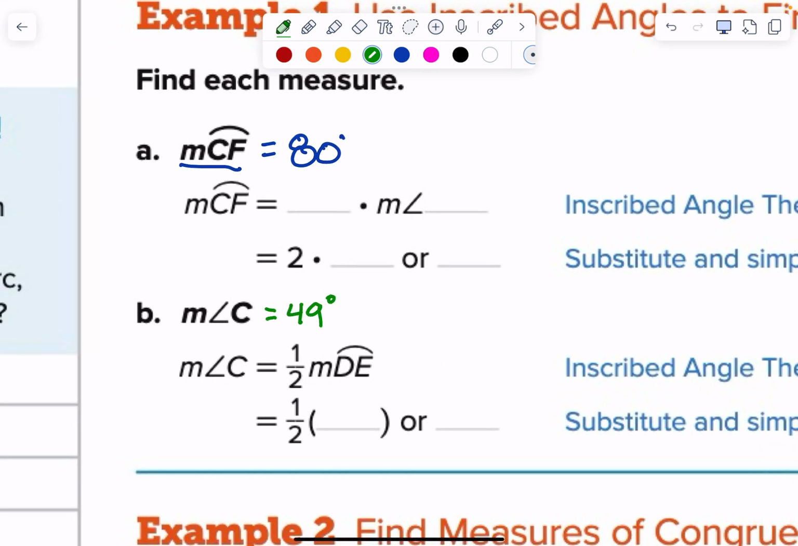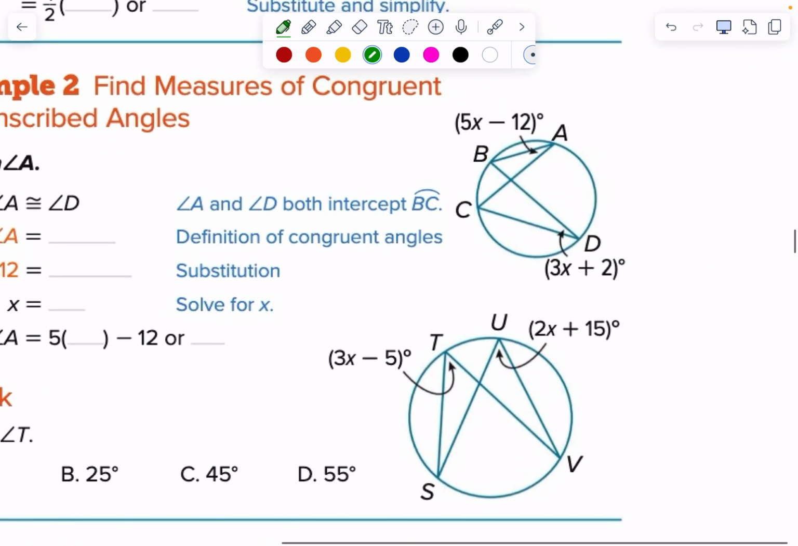Do we see how that works? Okay? Just half of what the arc is. Got it? If it's all the way across. Okay? All right. Here we go.